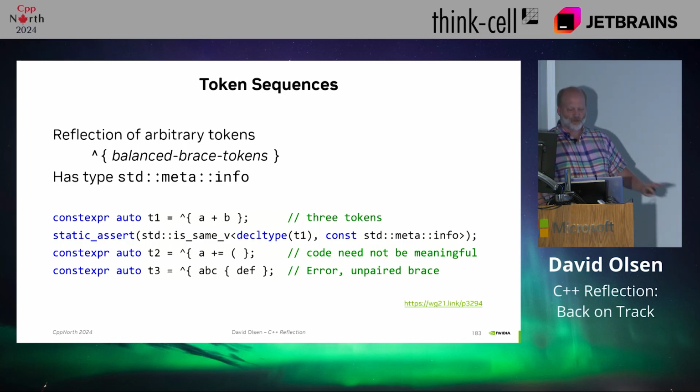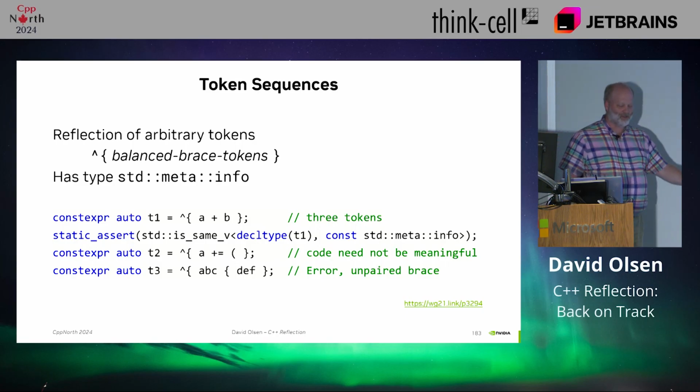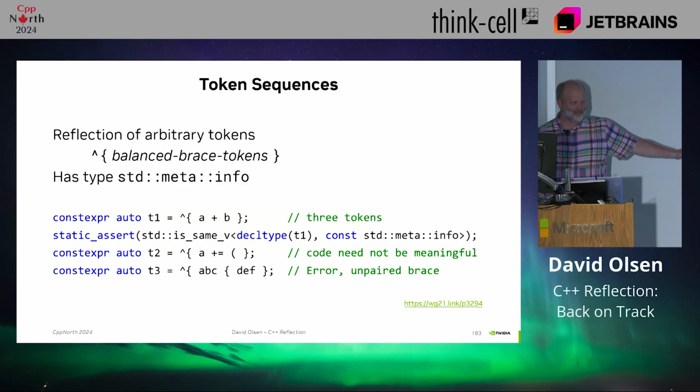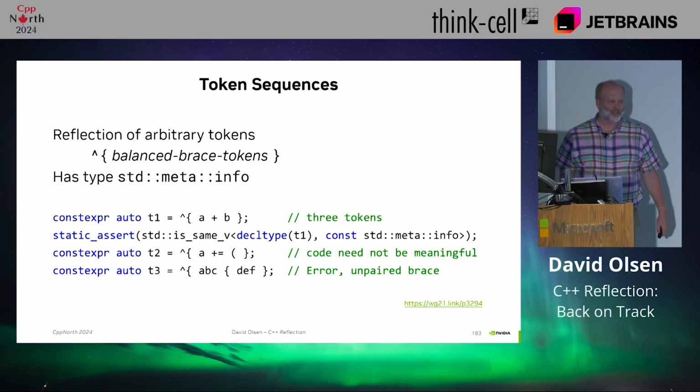The proposal for token sequences is still in the early stages in its journey through the standards committee. The authors are hopeful that it can make it into C++26, but that is less certain than for the main reflection proposal. And the token sequences have been implemented by EDG on Compiler Explorer. So you can try them out, and the Compiler Explorer links on these slides will work.